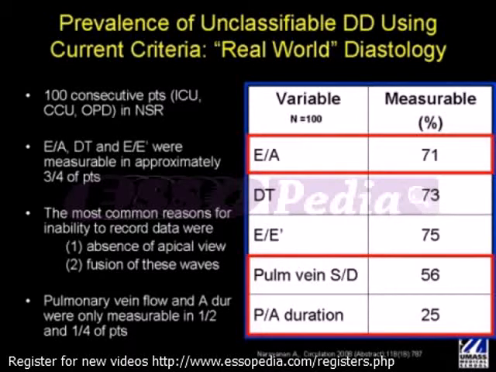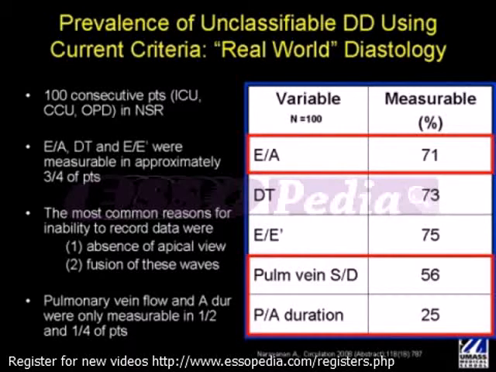Now, interesting, our results show that the E to A ratio is measurable in only 71% of the population. Now, the most common reasons are the fusion of the mitral E and A wave, which we would expect in tachycardia, and/or absence of the apical window.